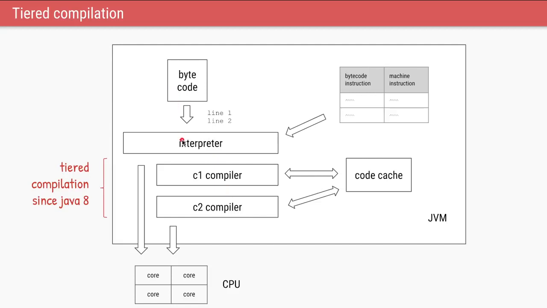Initially, the code will be interpreted. If it reaches a certain threshold of 10,000, it is compiled by C1. And if, based on the runtime statistics or the code profiling, the code requires even heavier optimizations, then the C2 compiler is called, and it will compile it and optimize it in an even better fashion.